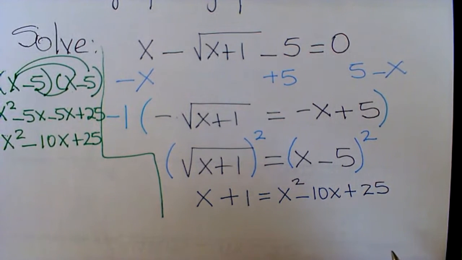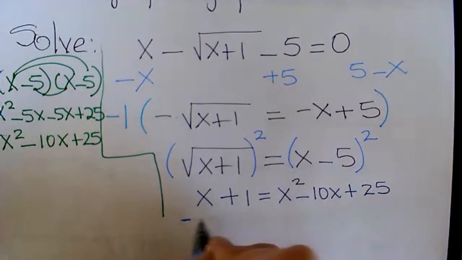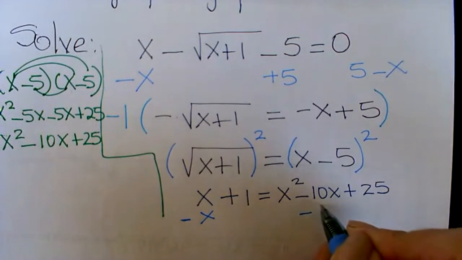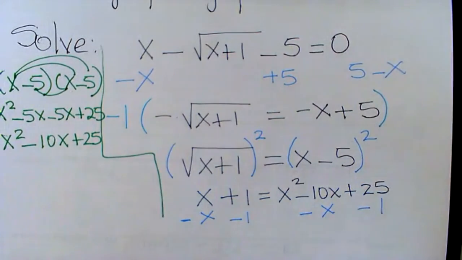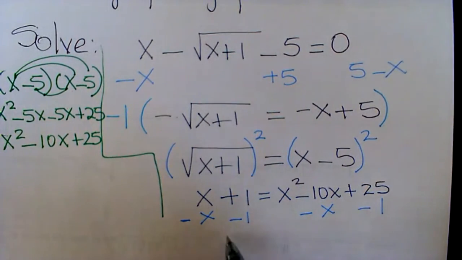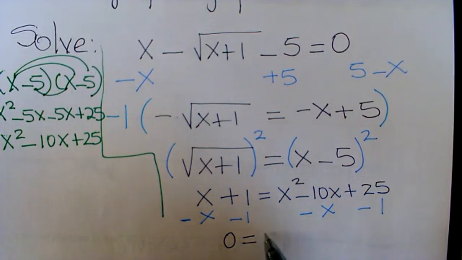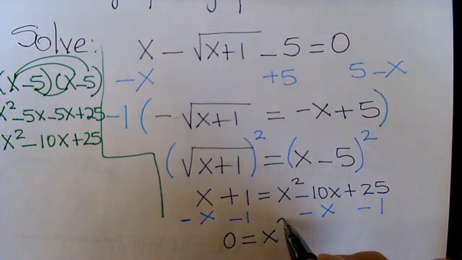Now, I'm going to subtract the x on both sides and the 1 needs to be equal to 0 in order for me to do the quadratic formula.